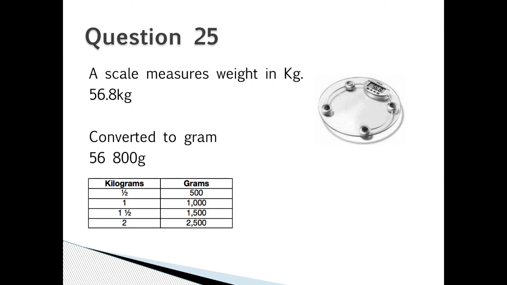A half a kilogram is 500 grams. 1 kilogram is 1,000 grams. 1.5 kilograms is 1,500 grams. And 2 kilograms is 2,000 grams. And 2.5 kilograms is 2,500 grams.